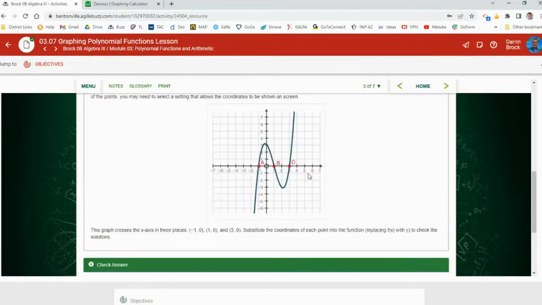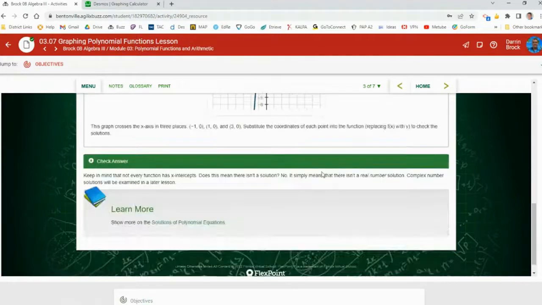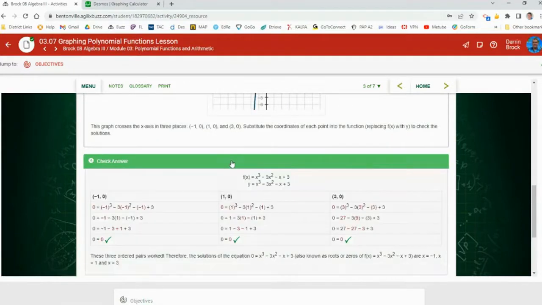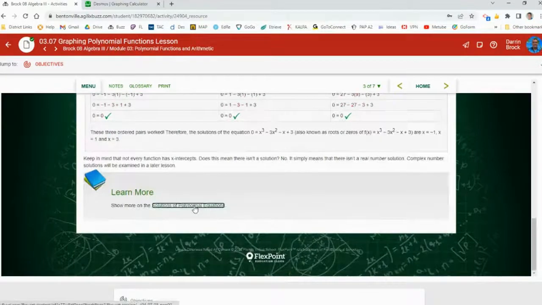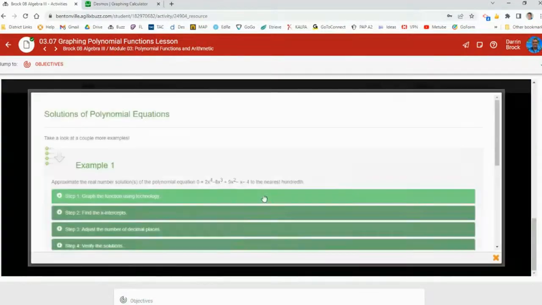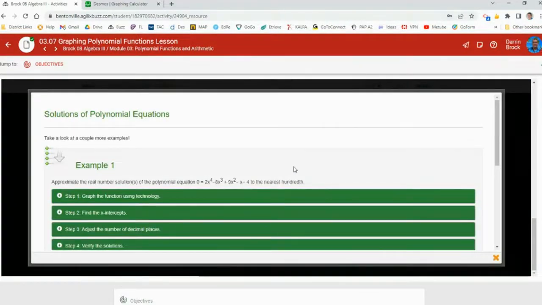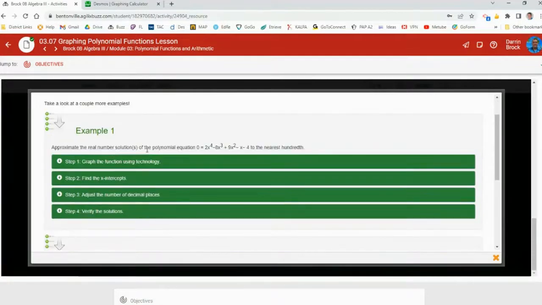Instead of having to do factoring and synthetic division and all that, by graphing, we can just go straight to the answers right there. Let's check your answer. Substitute those in to check. 0 equals 0. Solutions of polynomial equations. It gives you another box on that. It says approximate the real number solutions of this: 2x to the fourth minus 8x to the third plus 9x squared minus x minus 4 to the nearest hundredth.